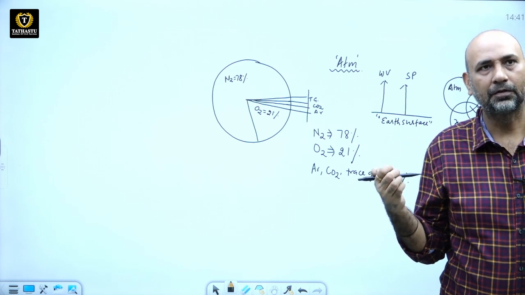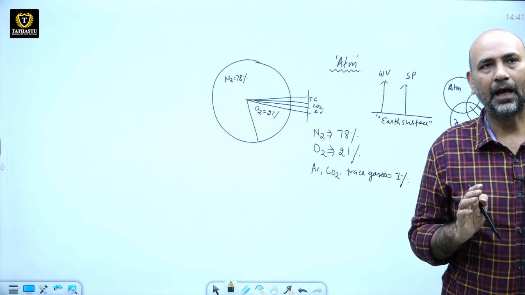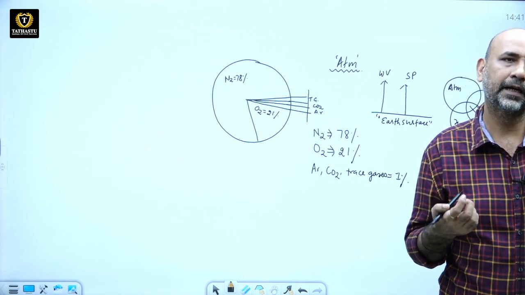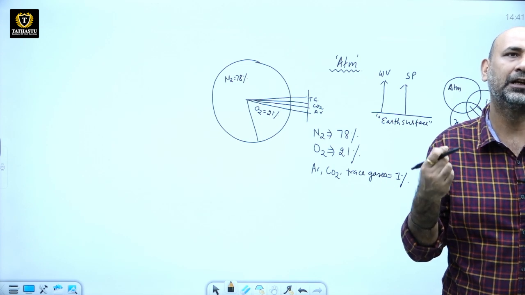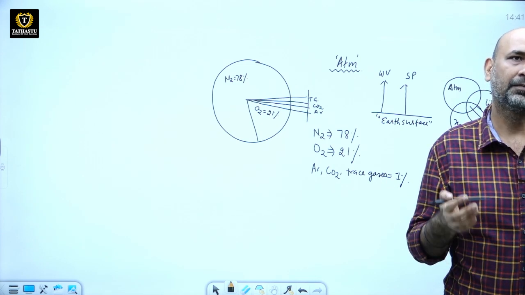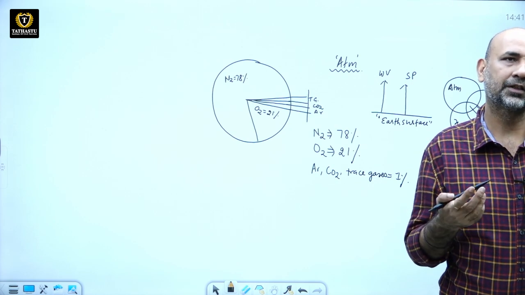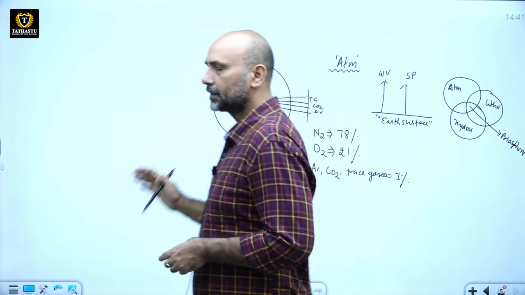Oxygen contributes nearly 21%, and the rest 1% is contributed by argon, carbon dioxide and the rest of the trace gases. Trace means in a very extremely low amount. If the present amount is extremely low, that is called trace. So this is the composition of atmosphere.